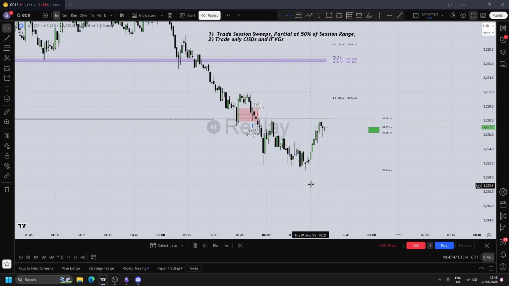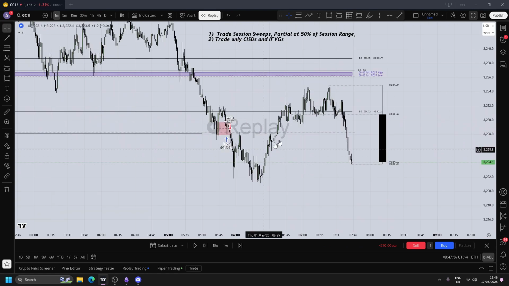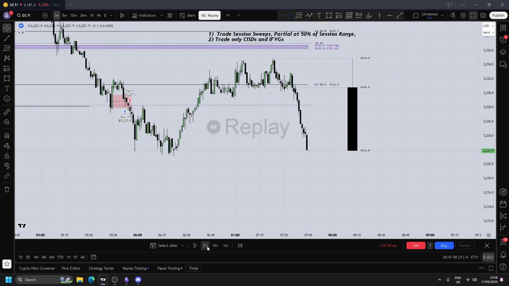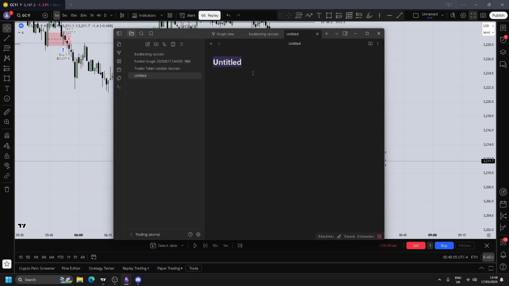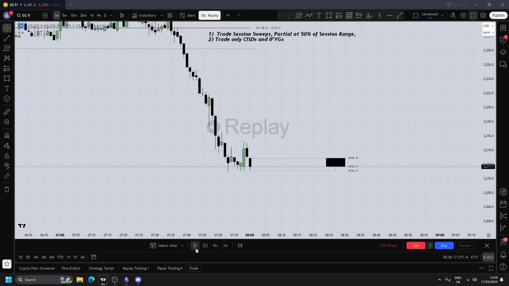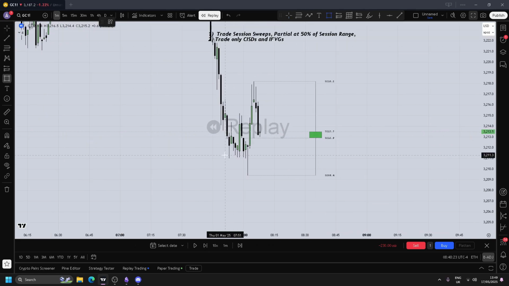So price just keeps making lower lows right here, and we start going higher at 6 a.m. So maybe New York pre-market is going to give us a nice setup. So let's have a look. Okay, so I'm stuck right here. So what I want to do as well is to create a different note and name it trades taken New York session. Okay, and I want to link it again to the backtesting session as an example. Okay, so there we have it, and let's have a look at what we want to trade. So remember, we trade a CISD and an IFVG.